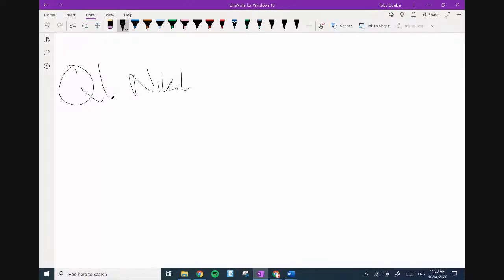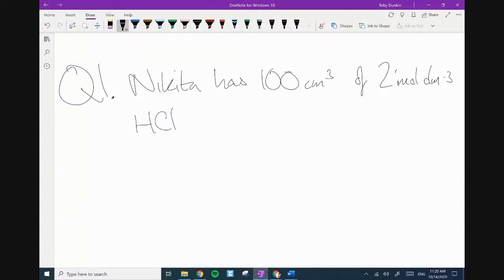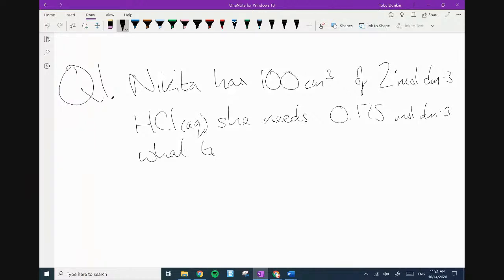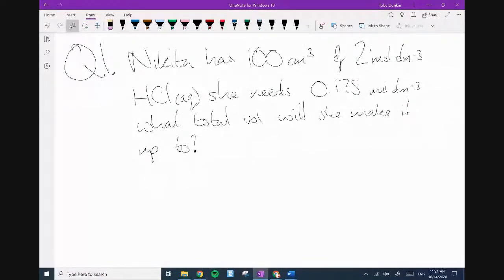Nikita has 100 centimeters cubed of 2 moles per dm cubed HCl, aqueous. She needs 0.175 moles per dm cubed. What total volume will she make it up to? Pause the video and answer my question. As soon as you've solved it, post it on the chat and then check your answer.